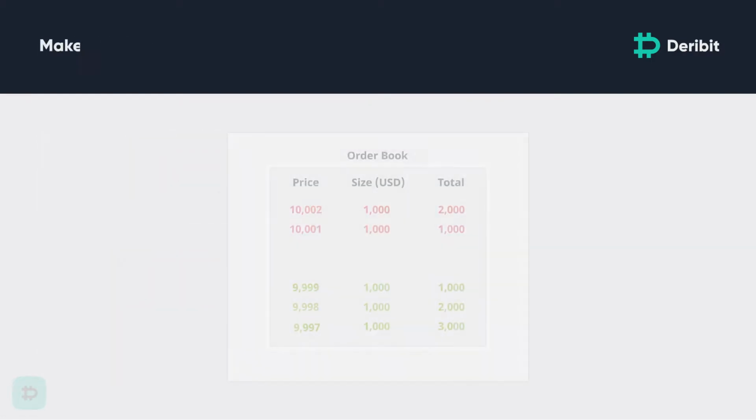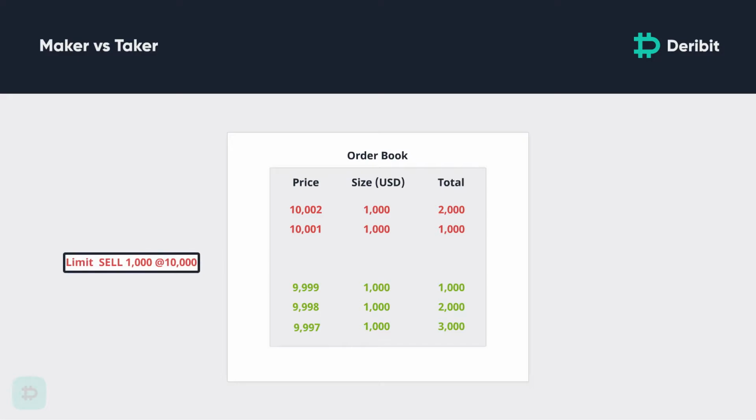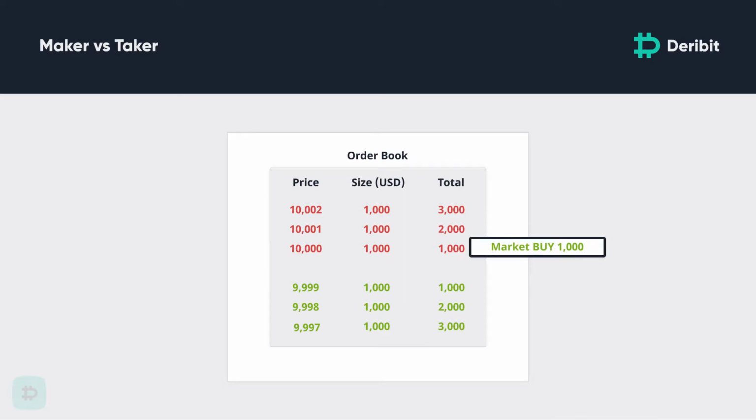Now, maker versus taker orders. A maker order is one that sits on the order book providing liquidity for other traders to trade against. Only limit orders can be maker orders. A taker order, on the other hand, is one that executes against a maker order, thereby taking liquidity off of the books. Market orders will always be the taker, but it is possible for a limit order to be a taker order. If the limit price is higher than the best ask for a buy or lower than the best bid for a sell, then it will execute immediately and act as a taker, unless the order has the post-only box selected. More on this soon.